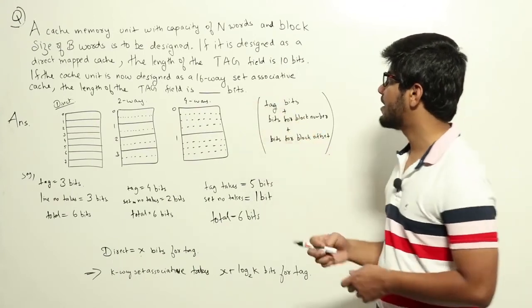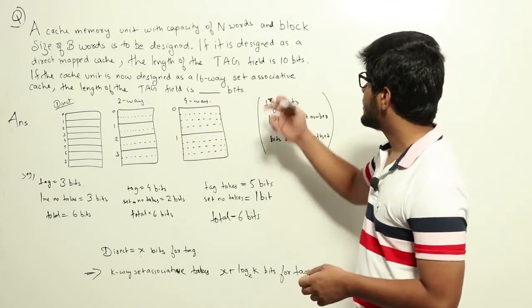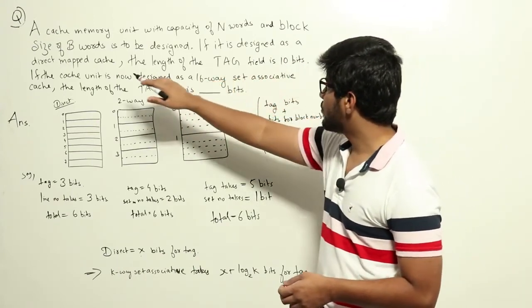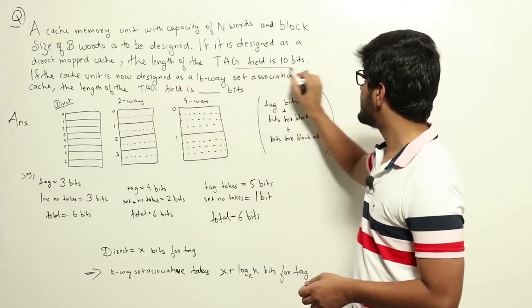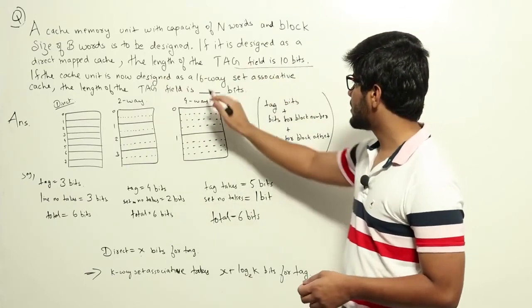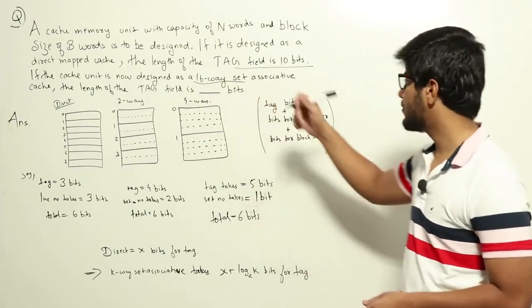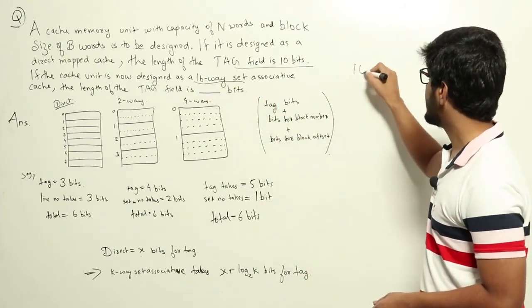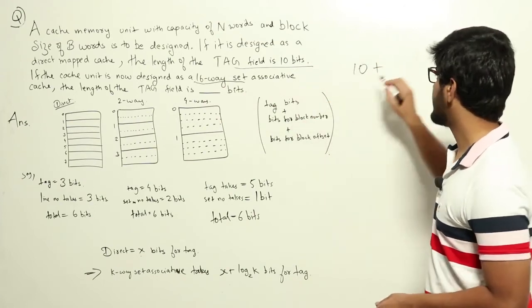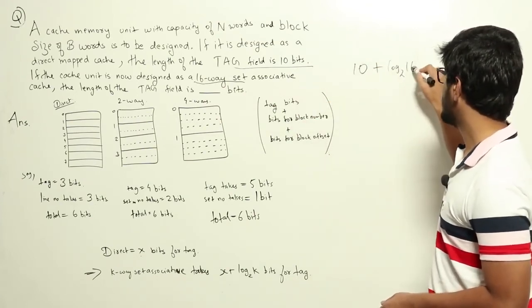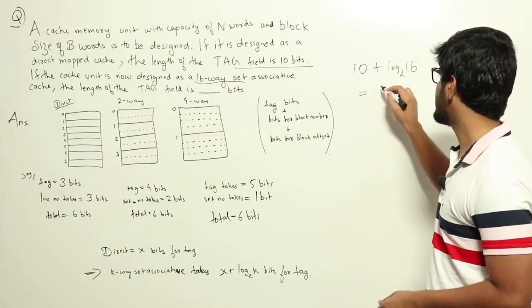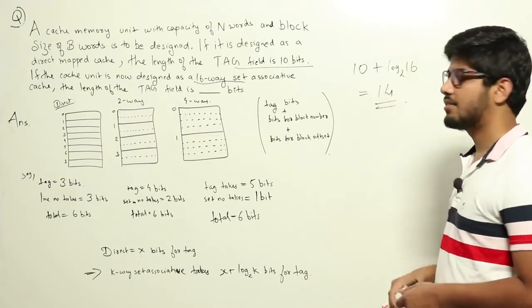So in the question, we can directly apply that. In the question, it is given that for direct mapped cache, the tag field is 10 bits. Now they are asking for a 16-way set associative cache, what would be the length of the tag field? So we can calculate that direct needs 10 bits plus 16-way means log to the base 2 of 16 bits for tag. So the total is 14 bits. That was the answer.